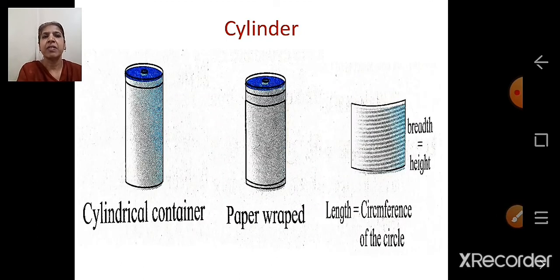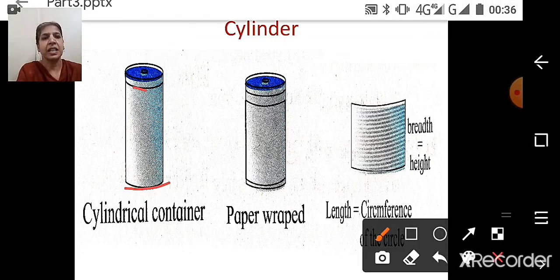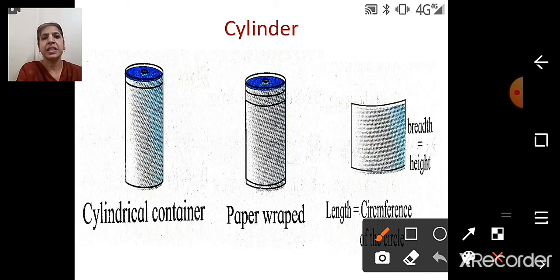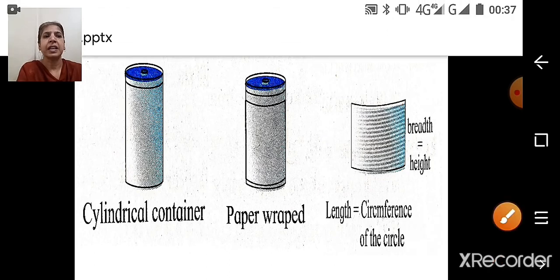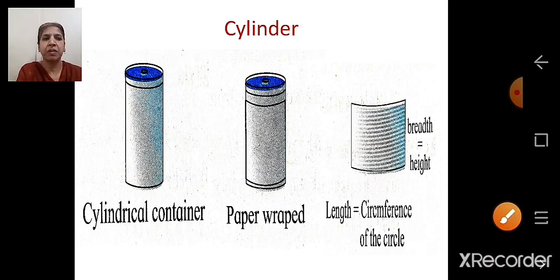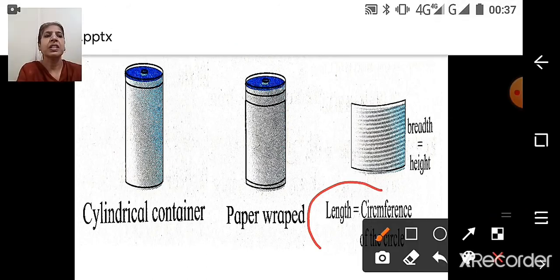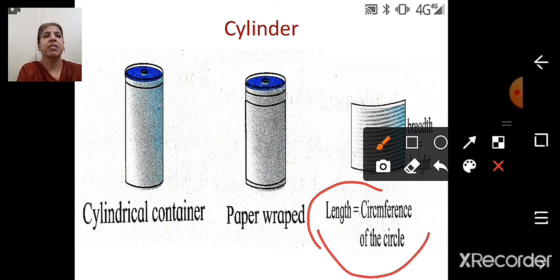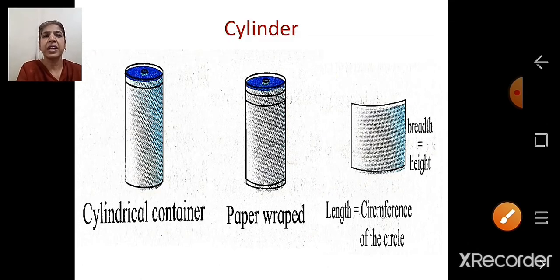Now look at this. We have also done this. That is given here is a cylindrical container. If you take a paper and wrap it here, right? And the breadth of the paper should be equal to its height, right? And wrap it, and remaining paper you cut it off. And you will find that length is equal to the circumference of the circle, right? And when you unwrap it, you will find that it is a rectangular sheet or rectangle.